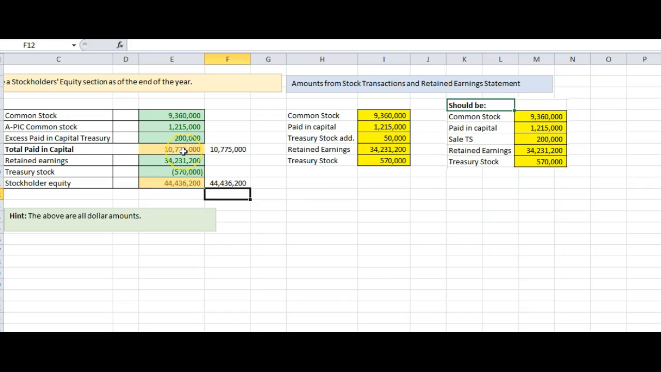So what you're doing is you're taking the paid-in capital, you're adding the retained earnings, and subtracting the 570,000. And there you go. Okay, so see if that helps a little bit. I know this is complex, but it's okay. You just kind of need to understand the flow of things.